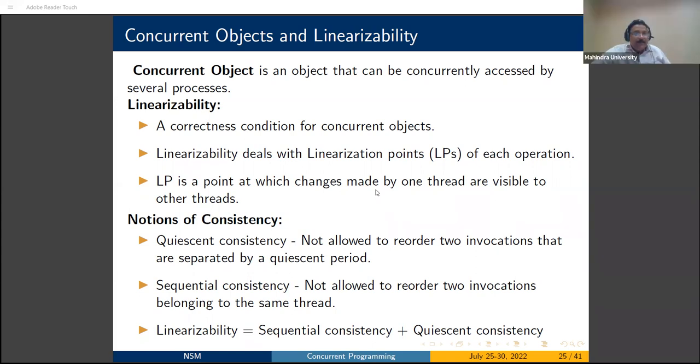May I know the difference between software pipelining and concurrent programming? What is the meaning of software pipelining? I don't have that much idea about software pipelining.